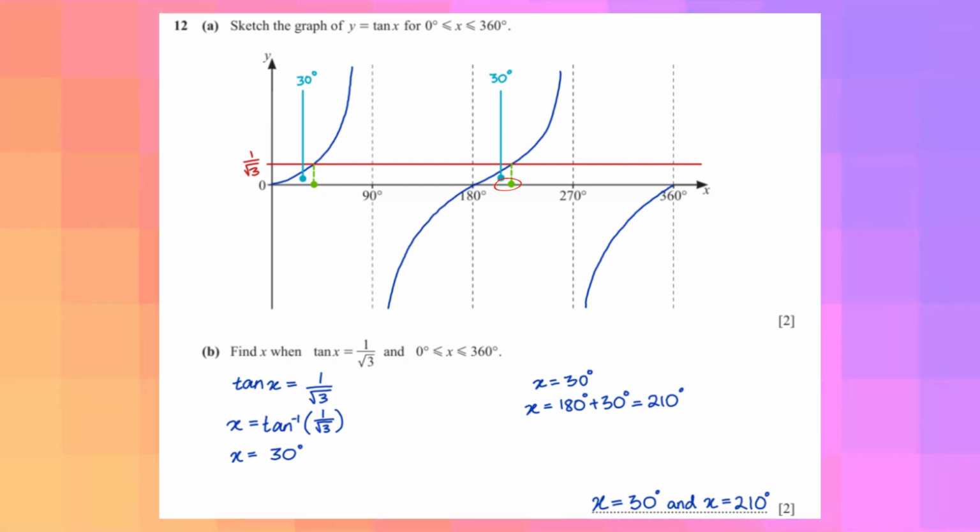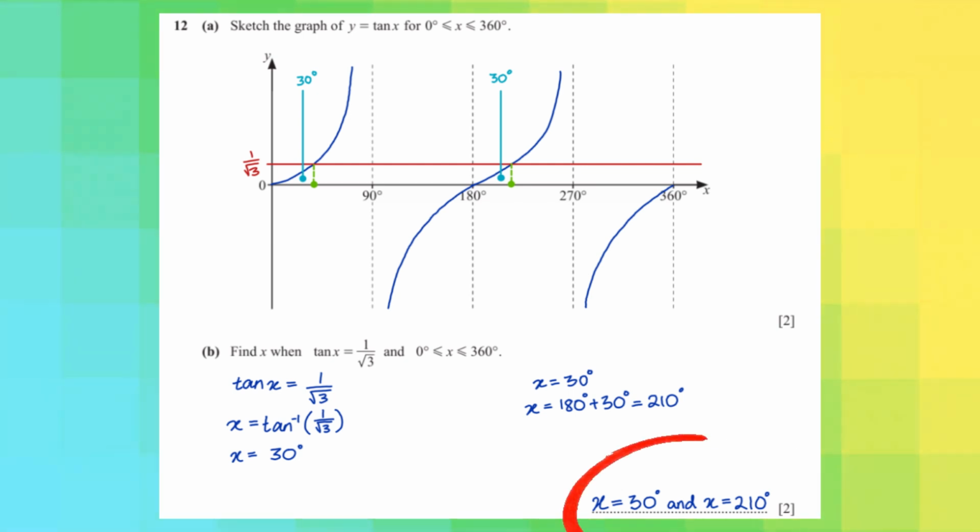To find this x value, add 30 degrees to 180 degrees, which gives us 210 degrees. So this x value is 210 degrees. Therefore, the answer is x equals 30 degrees and x equals 210 degrees.